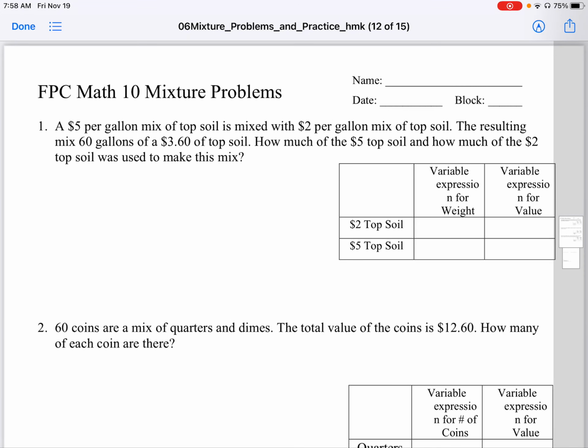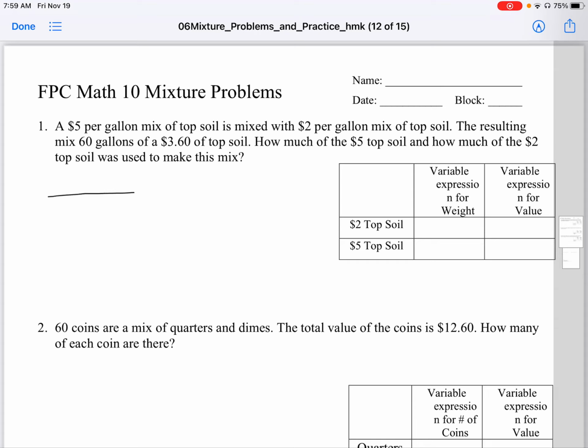In question one, we have a $5 per gallon mix of topsoil, and it's mixed with a $2 per gallon mix of topsoil. So when we mix them together, we're going to get some blending. We're going to have 60 gallons, and the value of that topsoil is going to be somewhere between $5 and $2, and it ends up being $3.60. So how much $5 topsoil and how much $2 topsoil was used to make this mix?